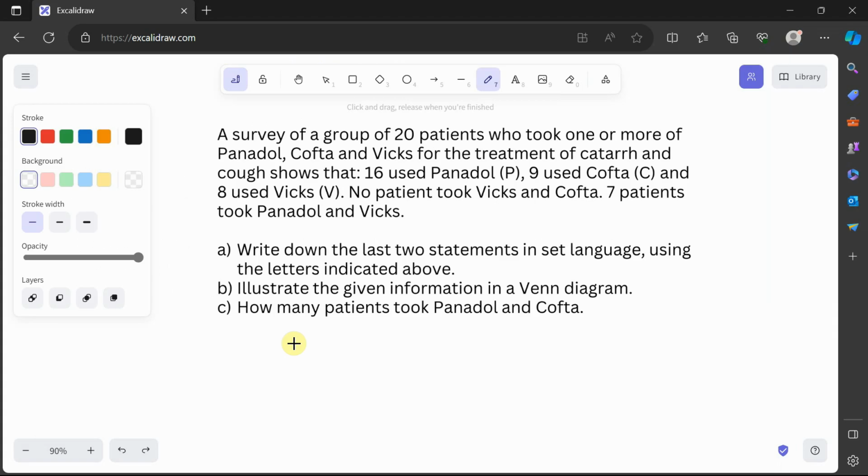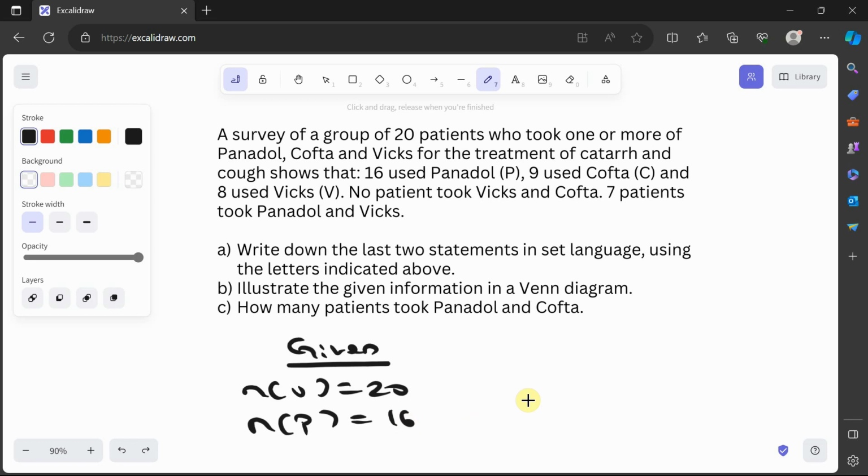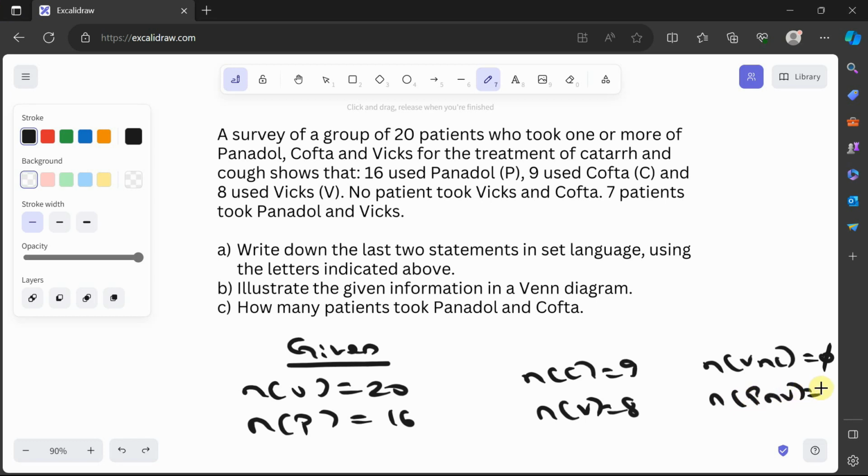Let's solve it together. So in this question, what are we given? First things first, we're told that the number of patients is 20, so n of U is equal to 20. It now says 16 used Panadol, but it's not Panadol only, so that is just n of P, which is 16. 9 used Kofta, that will be n of C, which is 9. And 8 used Vicks, that is n of V, is equal to 8. No patient took Vicks and Kofta, so Vicks intersection Kofta is just an empty set. And then 7 patients took Panadol and Vicks, so the number of people that picked Panadol intersection Vicks is 7.